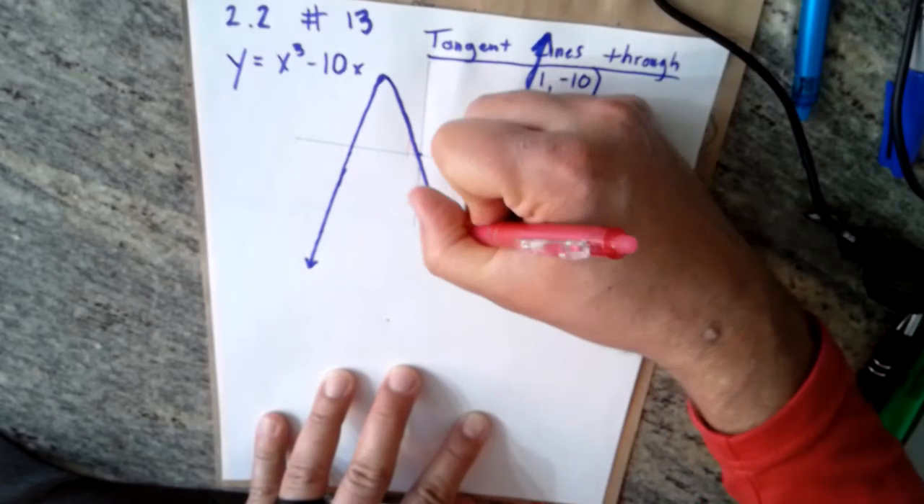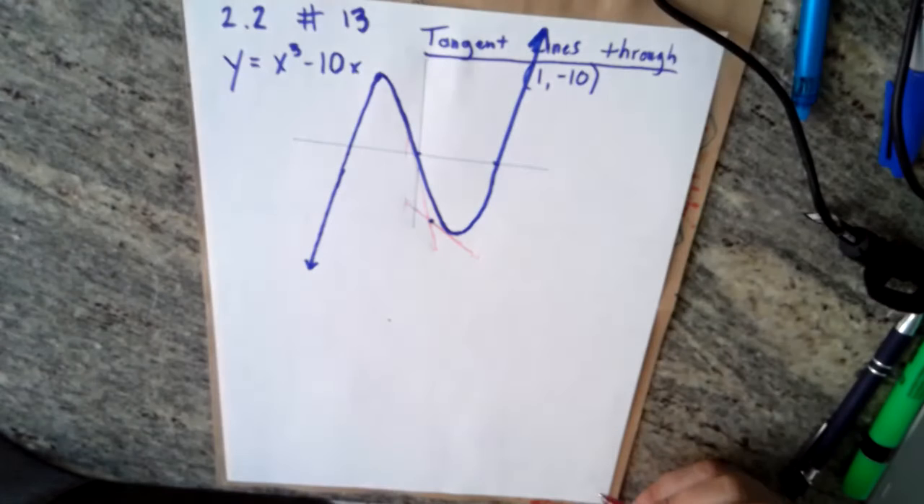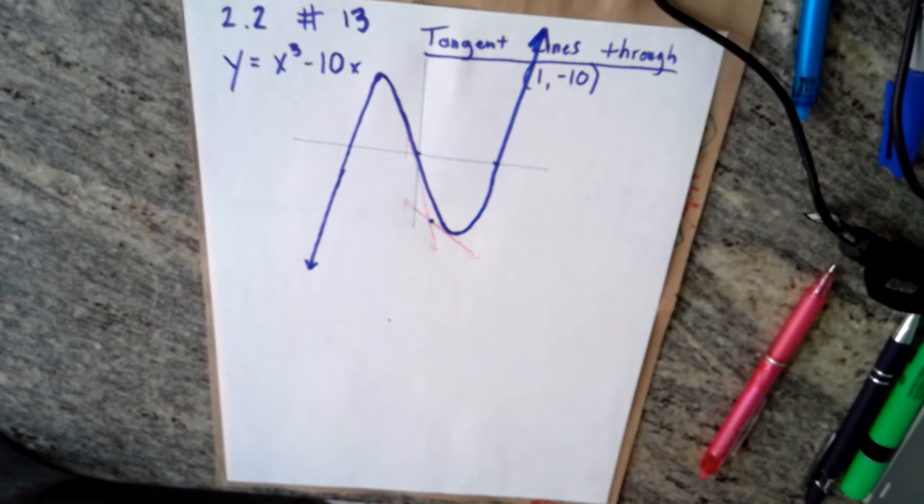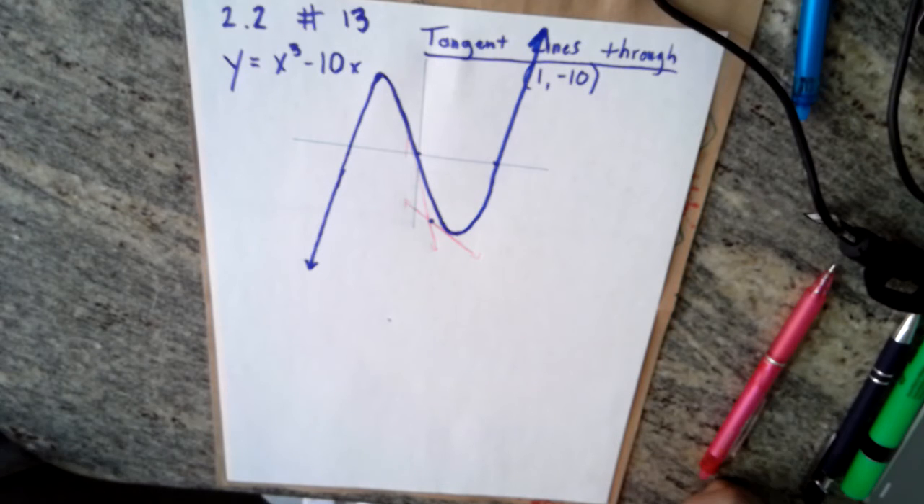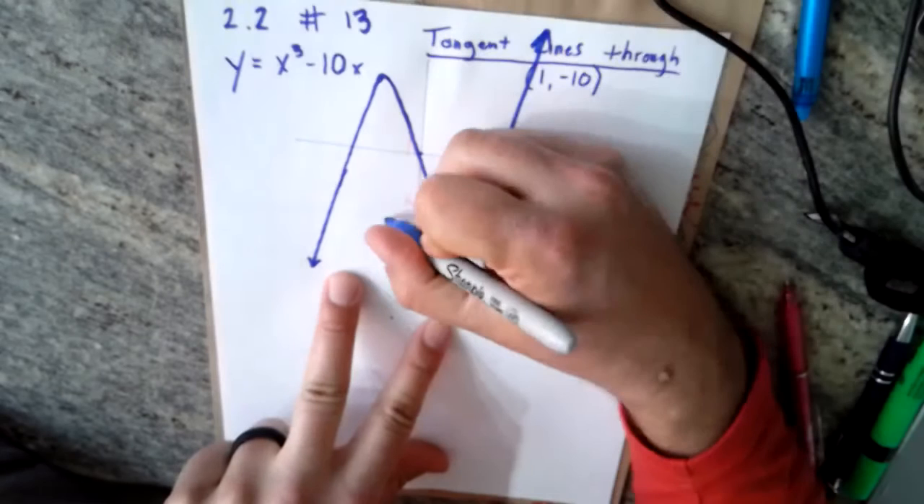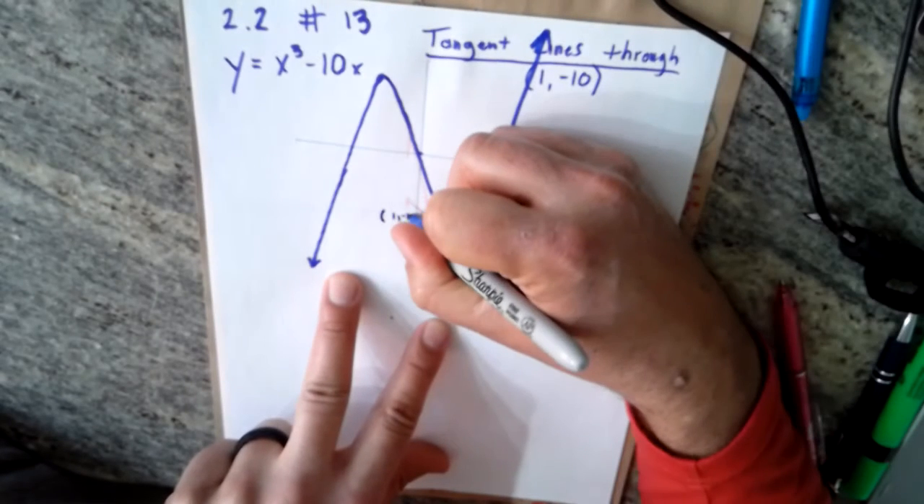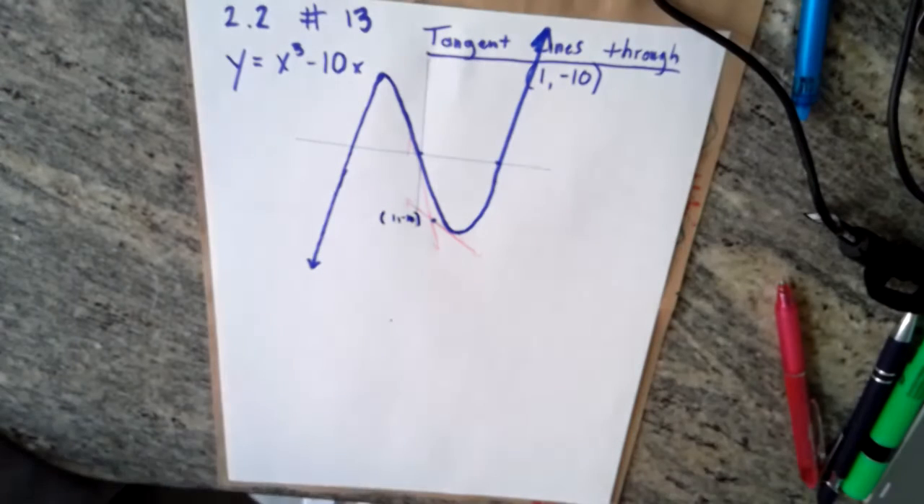And that is going to be the equations of those lines, okay? And they want us to find the equations of those pink lines. Now, what do we need to know to find the equation of a line? We need a point and the slope. All right, this is the point 1 comma negative 10. All right, well, we have our point.